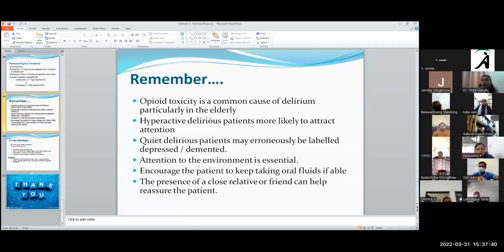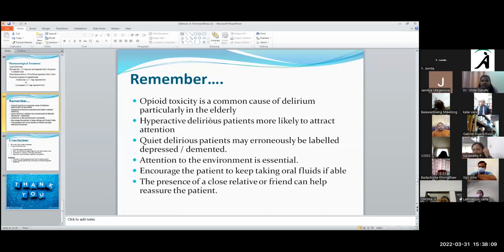Remember, opioid toxicity can also be a cause for delirium, especially in elderly patients. So if you are suspecting that, again, reversible, withdraw the opioid. Hyperactive delirious patients, it is very easy to come to know that this patient has delirium. But the quiet patients, the hypoactive subgroup, is the one that gets missed.